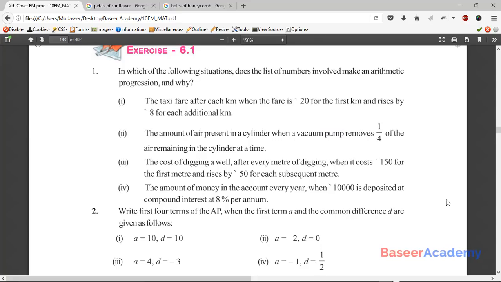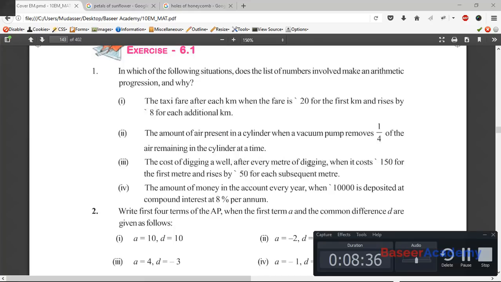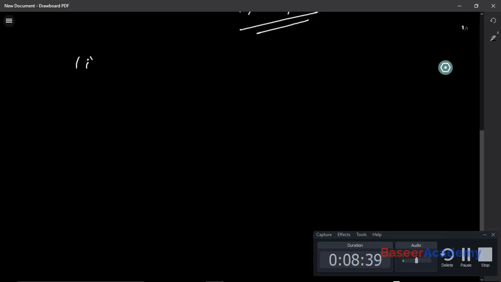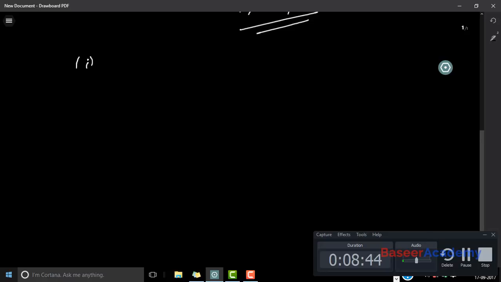Exercise 6.1, the first question says, in which of the following situations does the list of numbers involved make an arithmetic progression, and why? The first bit: the taxi fare after each kilometer when the fare is 20 for the first kilometer and rises by 8 for each additional kilometer. Let us write down the list of numbers for this first bit.